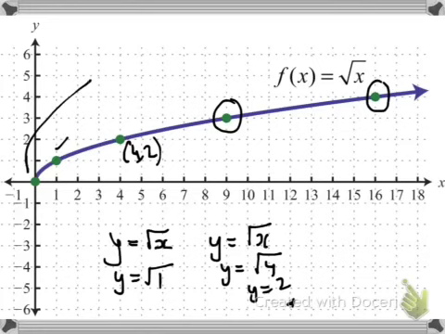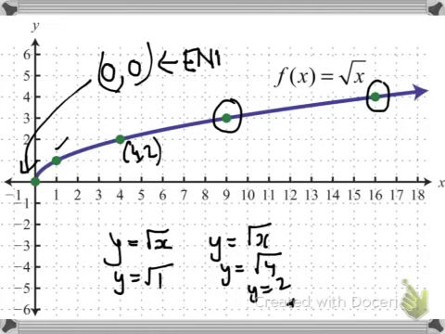This is a pretty crucial point, 0, 0, and we call that the end point. That's the end point of the square root function. Notice how it doesn't go into the negatives, because you can't get the square root of a negative number. Well, it's not a real answer anyway. There's a whole series of maths about the square root of negative 1, complex numbers, but for our intents and purposes it's not defined for any value of x less than 0.